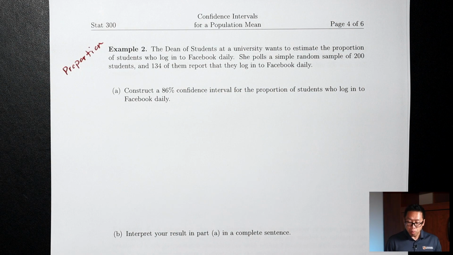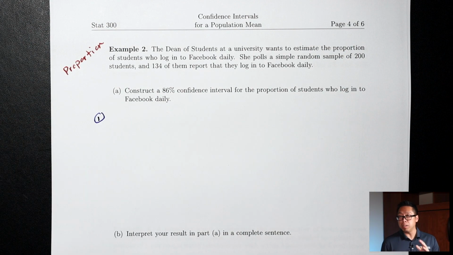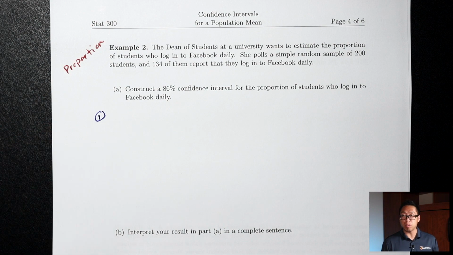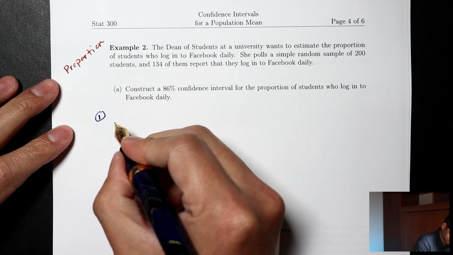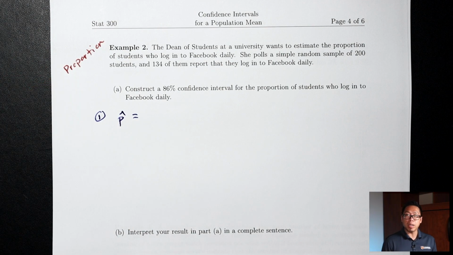Okay, let's go through the 4-step process. Step 1 is to find a point estimate. It's either going to be a p hat or an x bar. Because we're talking about proportions, we're looking for a p hat here. So for the p hat, you will have to do a calculation. p hat stands for the proportion from the sample. So what proportion of the sample logs into Facebook?